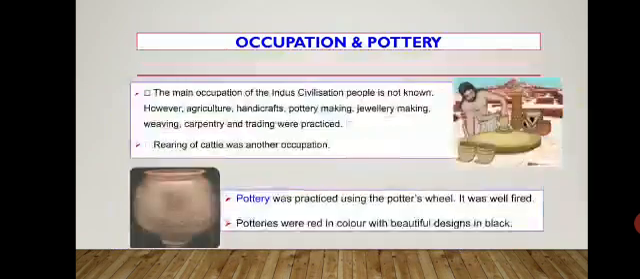Next topic is occupation and pottery. The main occupation of the Indus civilization people is not known. However, agriculture, handicrafts, pottery making, jewelry making, weaving, carpentry and trading were practiced. Rearing of cattle was another occupation. And pottery. Pottery was practiced using the potter's wheel. It was well fired. Potteries were red in color with beautiful designs in black.